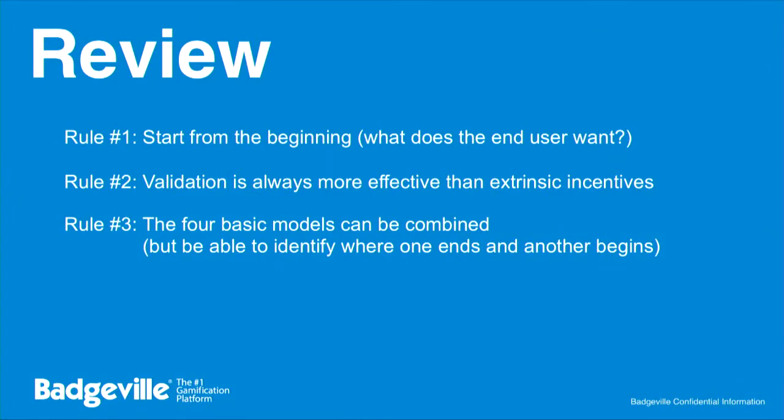So reviewing, rule number 1, start from the beginning. What does the end user want? What is the company trying to get out of this? Rule number 2, validation is always more effective than the extrinsic incentives. Roll up your sleeves and really figure out what your users need or what they're trying to get out of the experience with your brand or with your company. Right? Where do they see value? And then identify that value and accentuate it.